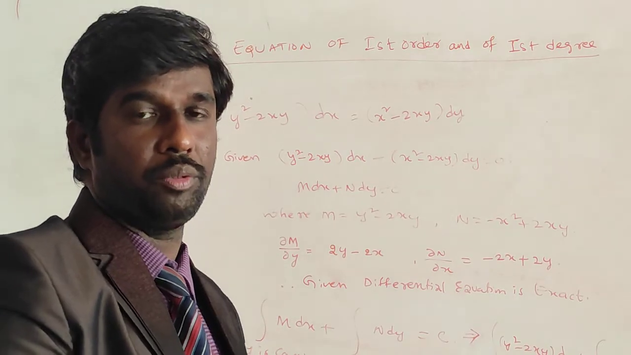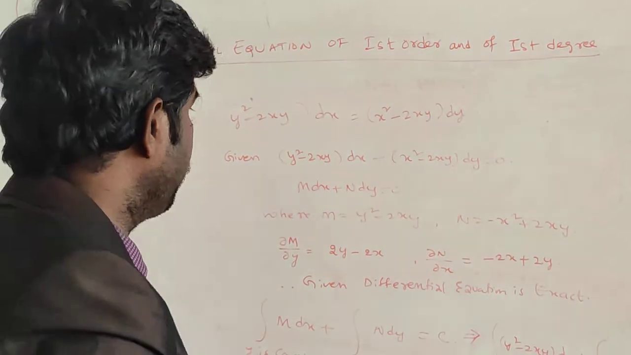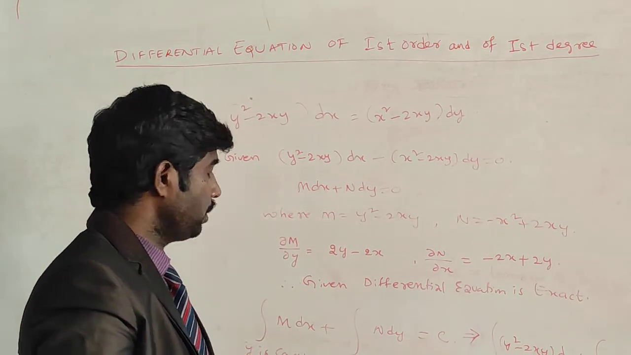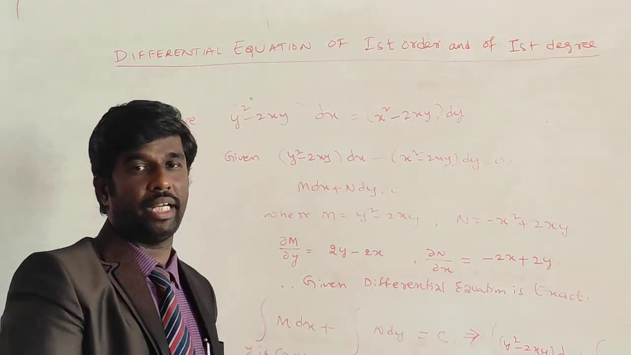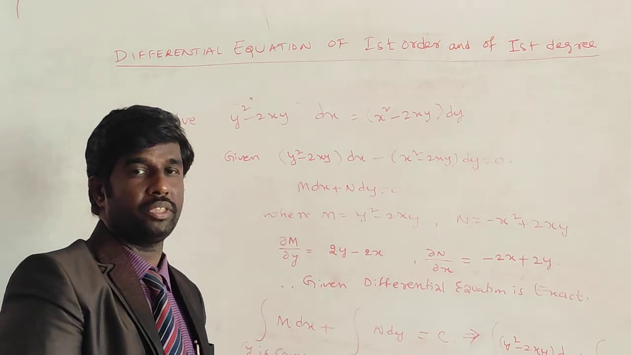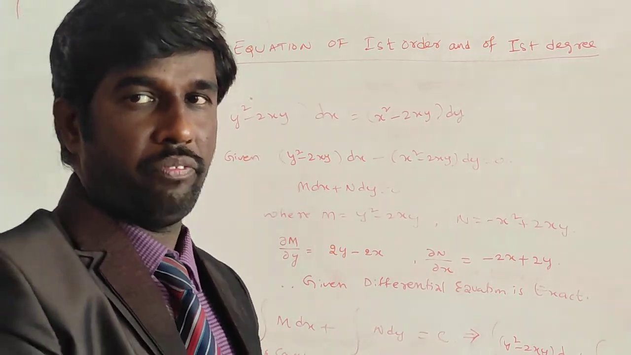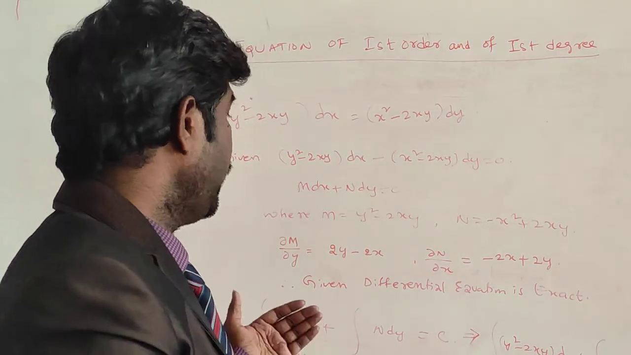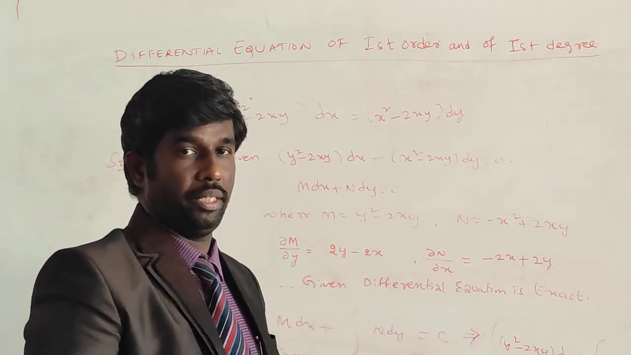So that is the required general solution corresponding to the given differential equation, in which we observed that the given differential equation is exact. For an exact differential equation, we need to check the condition for exactness. If the condition is satisfied, then we have the general solution, that is the integration of M dx plus the integration of N dy equal to c, in which in the first integral we need to keep y as constant, and in the second integral we need to take the terms independent of x, so that by integrating we can find the general solution.